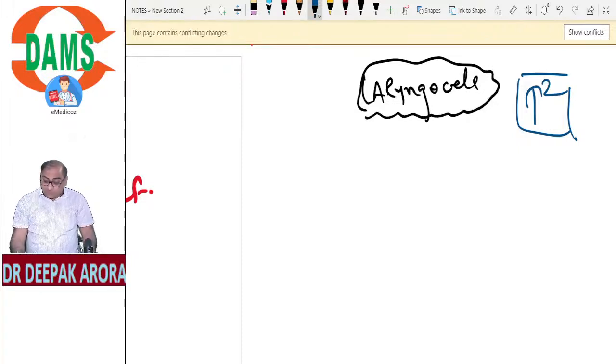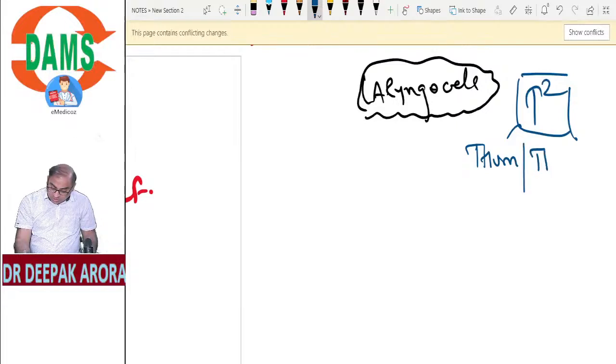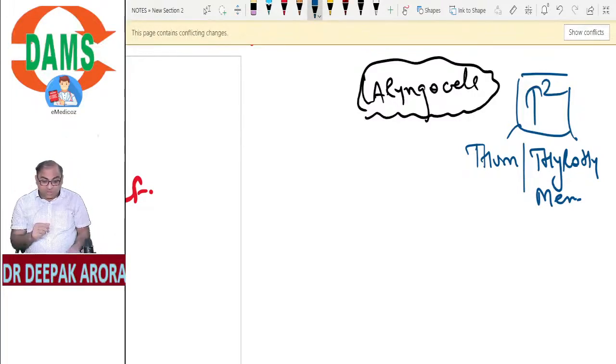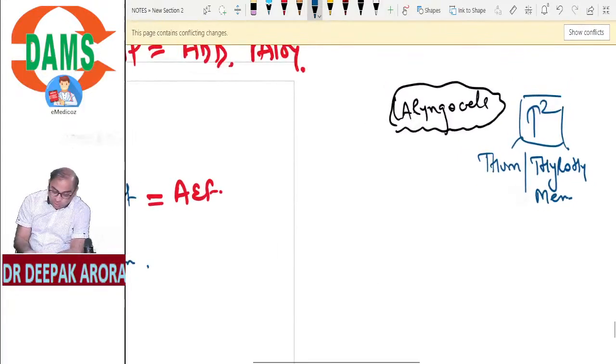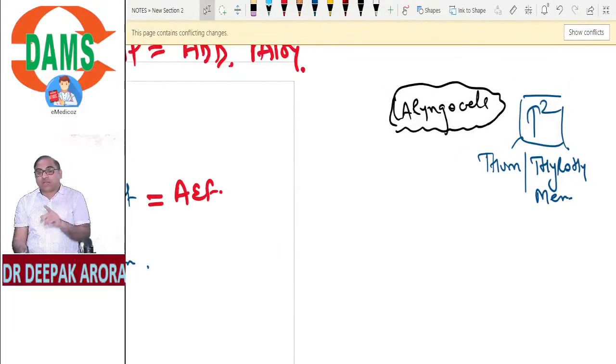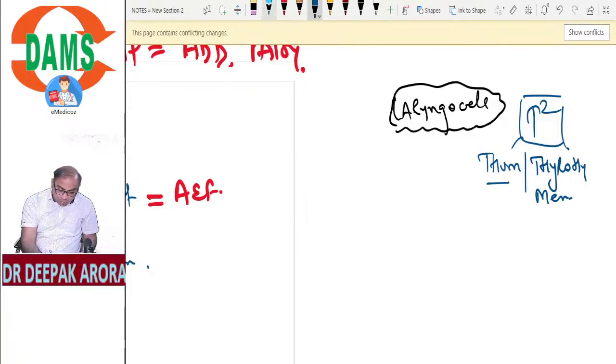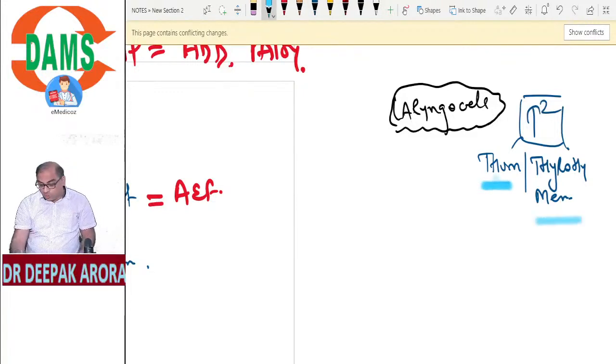So one is trumpet player, and one is rupture of which membrane? Thyrohyoid membrane. So when you are going for your NEET examination or Central Institute, beta, they are concerned about 2 points. Now look, this is for the smart student. If a question comes on laryngocele, either they will give you a clue of trumpet player, and ask which membrane is ruptured. These are the 2 points. Or they will give you the clue of thyrohyoid membrane.